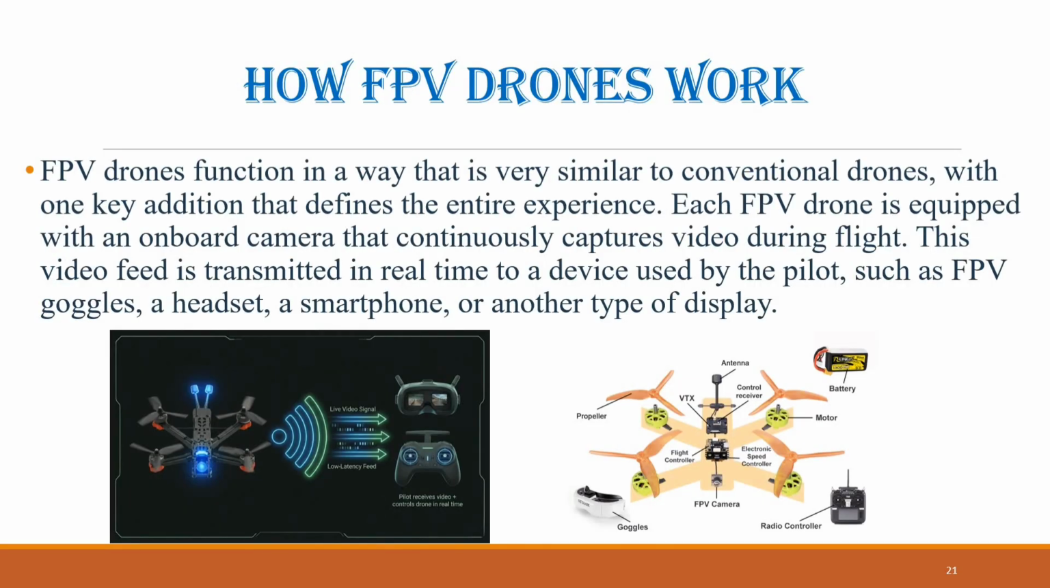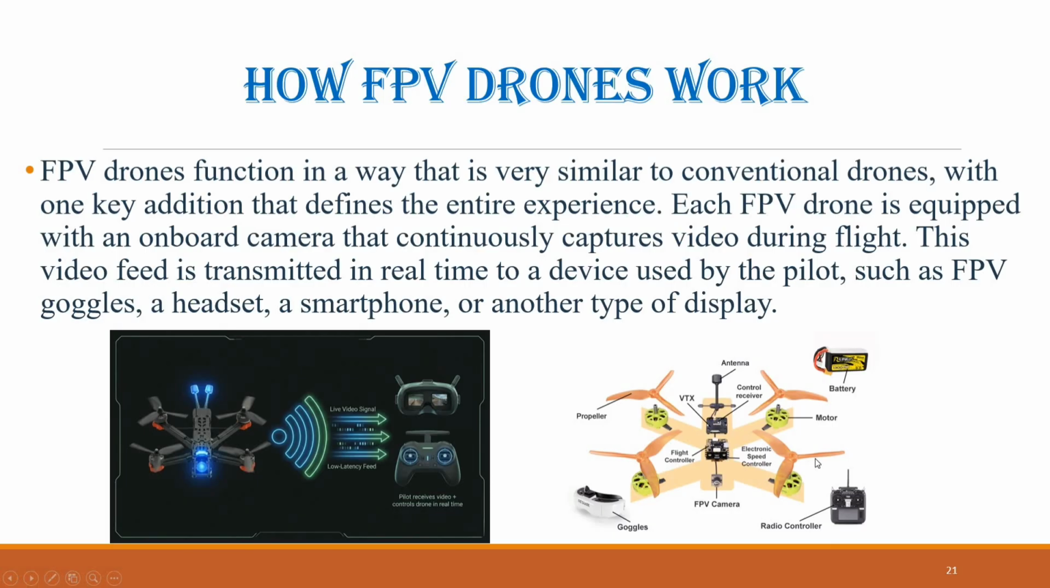How FPV drones work. FPV drones function in a way that is very similar to conventional drones, with one key addition that defines the entire experience. Each FPV drone is equipped with an onboard camera that continuously captures video during flight. This video feed is transmitted in real time to a device used by the pilot, such as FPV goggles, a headset, a smartphone, or another type of display.